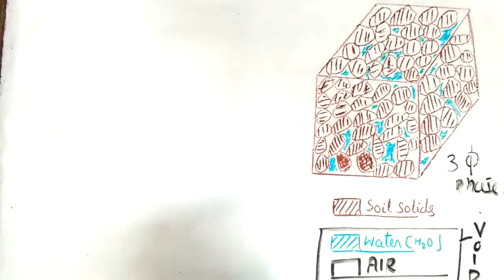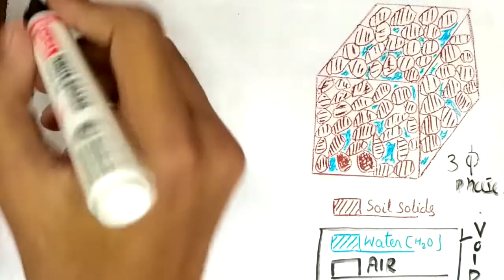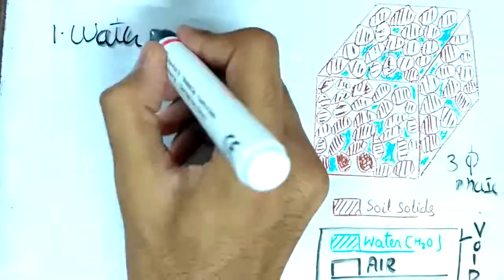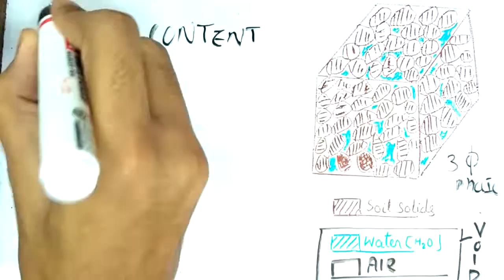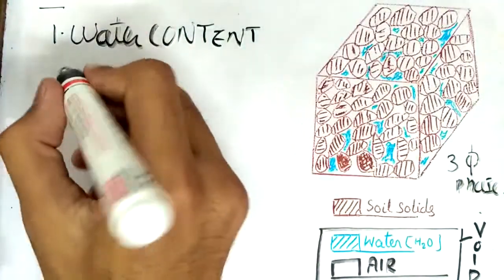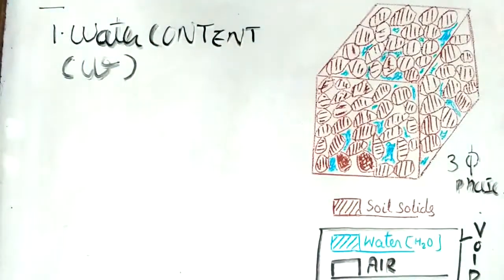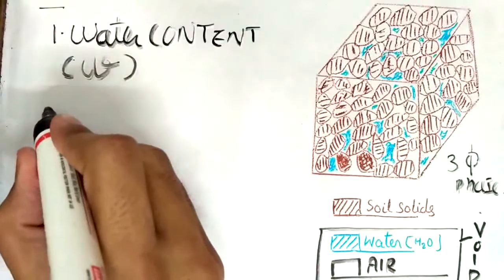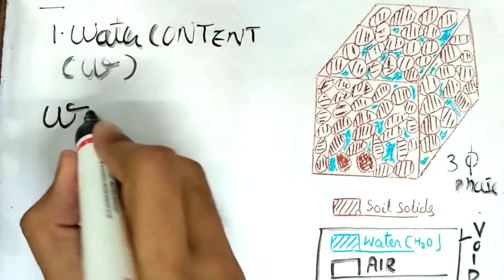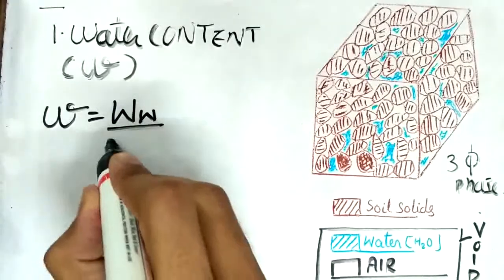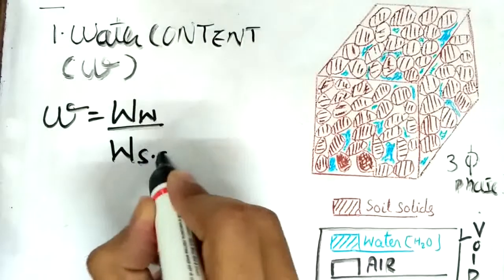So let's talk about the very first soil parameter, that is water content. I represent water content by the symbol W. Water content is nothing but weight of water upon weight of soil solids.